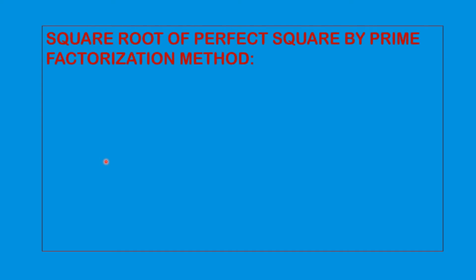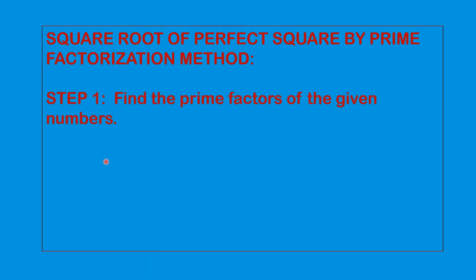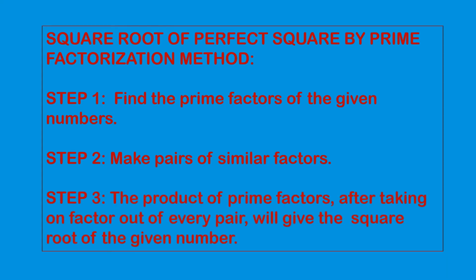So students, here are some rules on how to do this square root. I have divided these rules in 3 steps. Hope you will understand better. So square root of a perfect square by prime factorization method. See, step 1. Find the prime factors of the given number. Step 2. Make pairs of similar factors. Step 3. The product of prime factors after taking one factor out of every pair will give the square root of the given number.